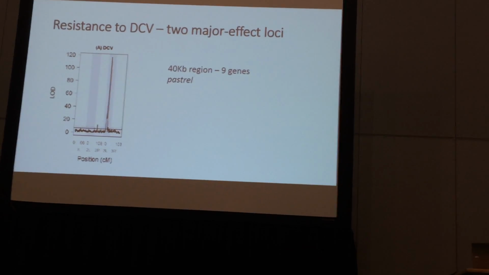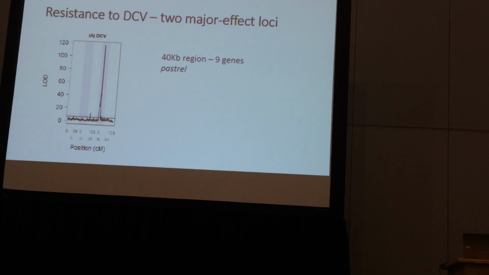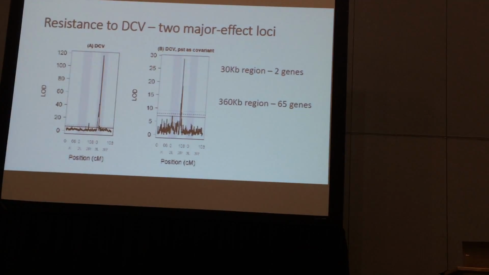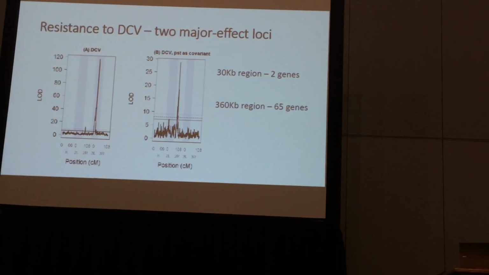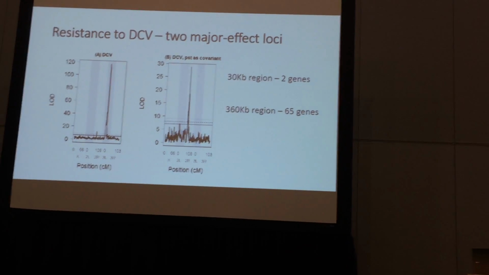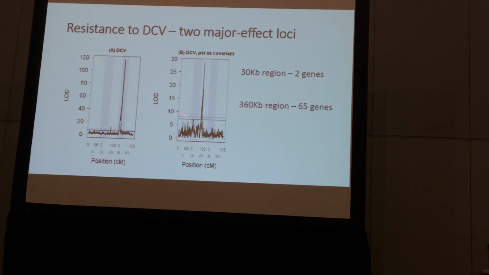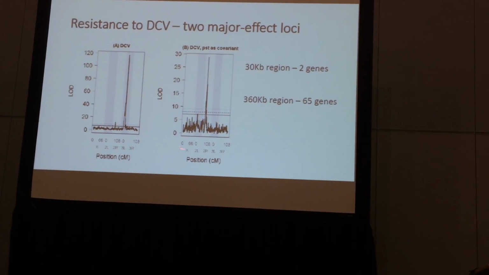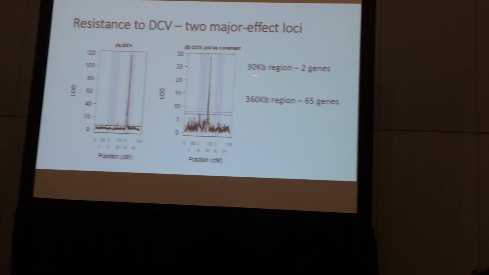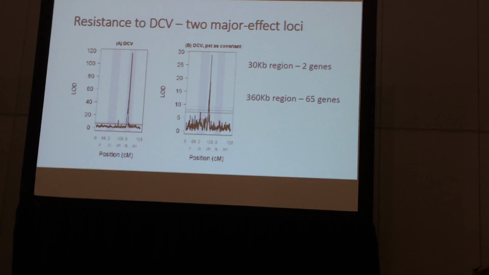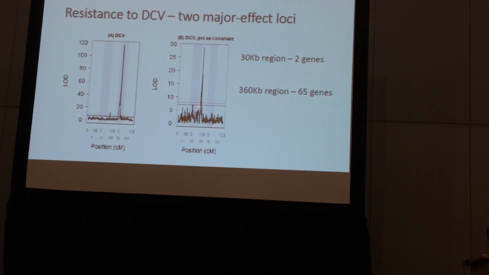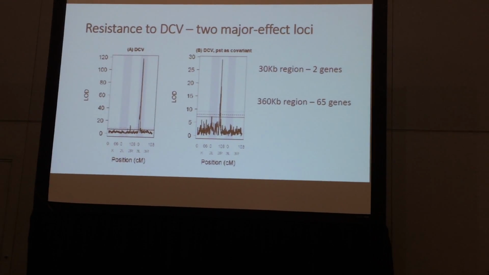So what we did after that was to repeat the analysis using the genotype of the gene pastrel as a covariate. We are looking for associations with DCV resistance, controlling for the effect of pastrel. When we did that, we found 2 more peaks. One highly significant peak on the right arm of the second chromosome defined a 30 kb region with only 2 genes. We also found a minor peak that defined a 36 kb region with 65 genes.